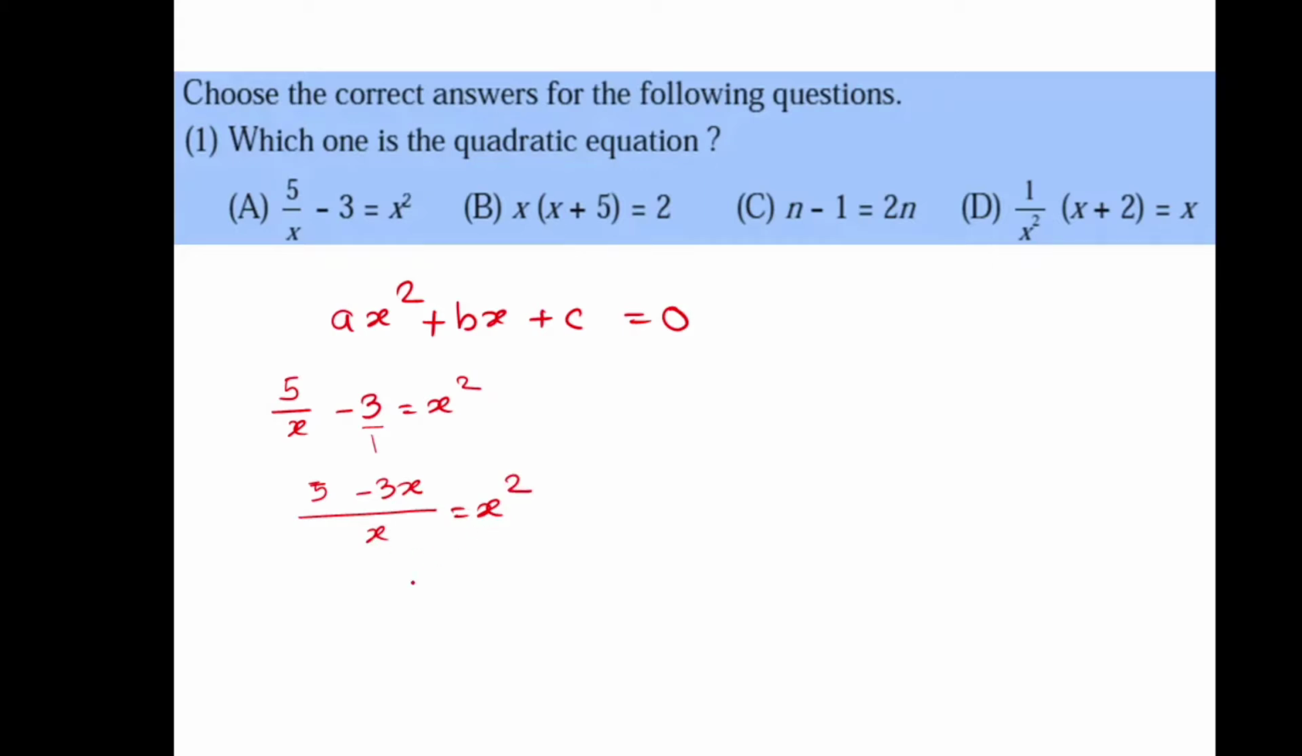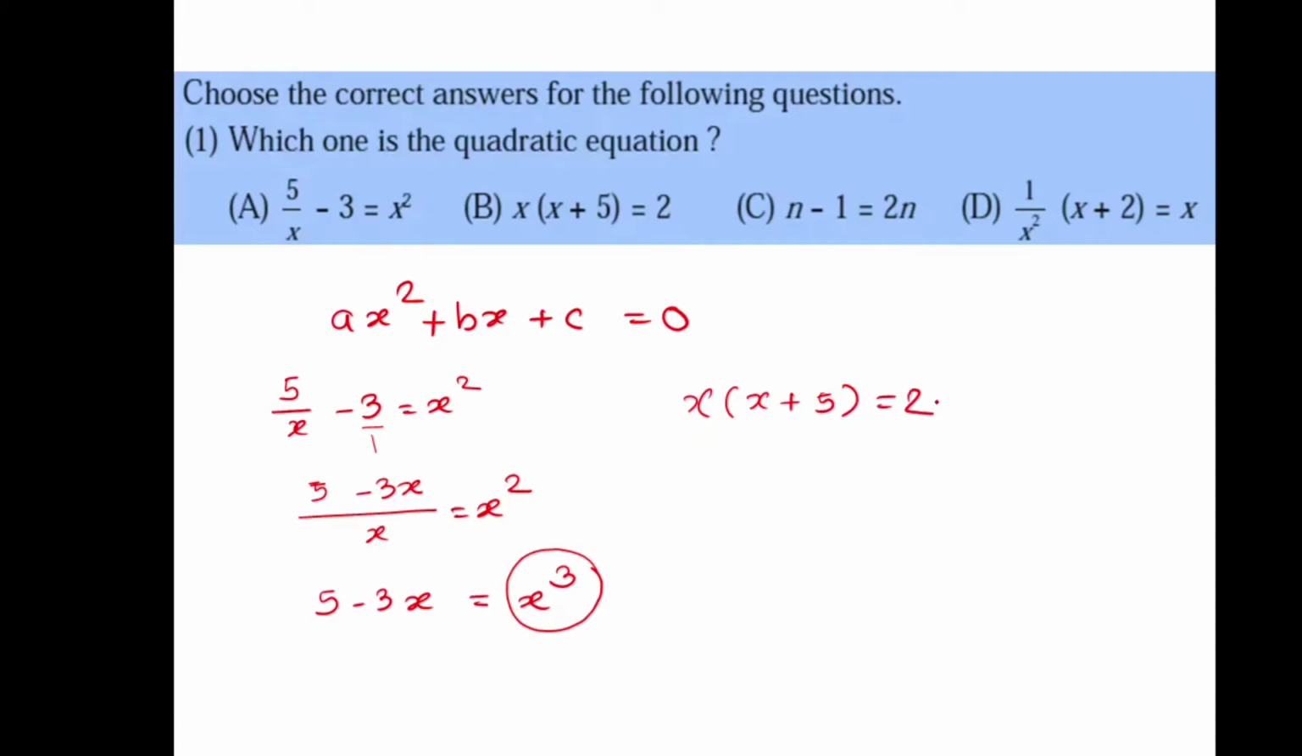Now if we take x to the right hand side, it will be 5 minus 3x is equal to x cube. And now if we can see, the highest degree of the variable x is 3 now, that's why this is not a quadratic equation. So the first equation is not a quadratic equation. Let us consider the second one, x into x plus 5 is equal to 2.